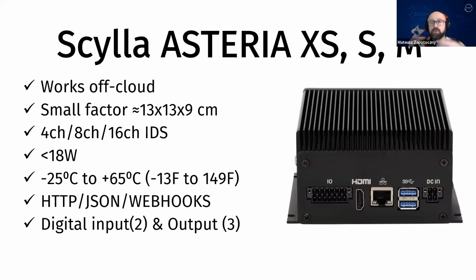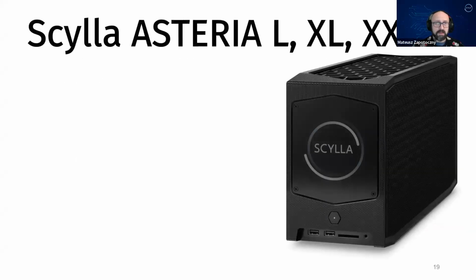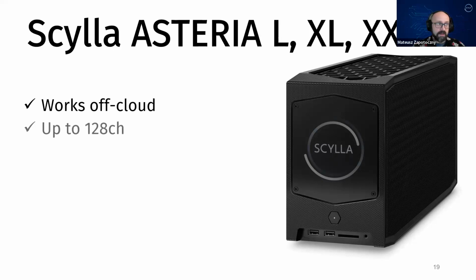Why? Because you can use an existing alarm system to arm this device, or use the output to open the barrier, put on a strobe light, or send a voice message on the IP speaker. And the second one, like I said, Asteria L, XL, or XXL, this one also works completely off cloud.